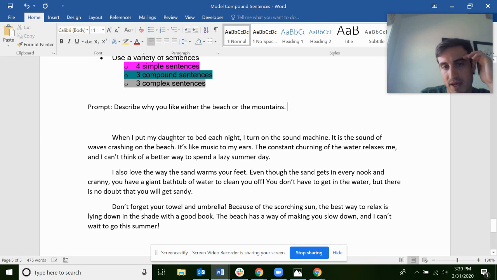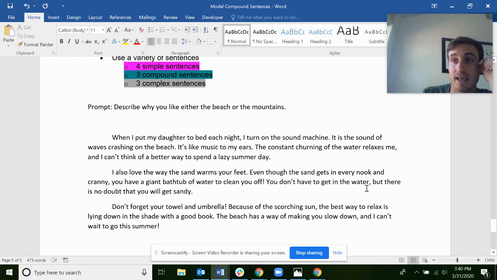When I put my daughter to bed each night, I turn on the sound machine. It is the sound of waves crashing on the beach. It's like music to my ears. The constant churning of the water relaxes me, and I can't think of a better way to spend a lazy summer day. I also love the way the sand warms your feet. Even though the sand gets in every nook and cranny, you have a giant bathtub of water to clean you off. You don't have to get in the water, but there is no doubt that you will get sandy.